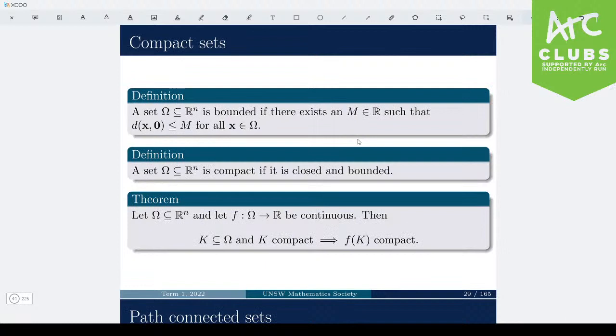Compact sets. A set omega is bounded if there exists an M in the reals such that the distance between our point x and the origin is less than or equal to M. So if we have some set, let's say like this, I can choose the distance M to be this far out. So this here has a distance of M, then this circle with radius M encloses our entire set omega. So omega is bounded. A set is compact if it's closed and bounded. And we have a theorem here. If our set K is in our set omega and K is compact, then f of K is compact if f is continuous.